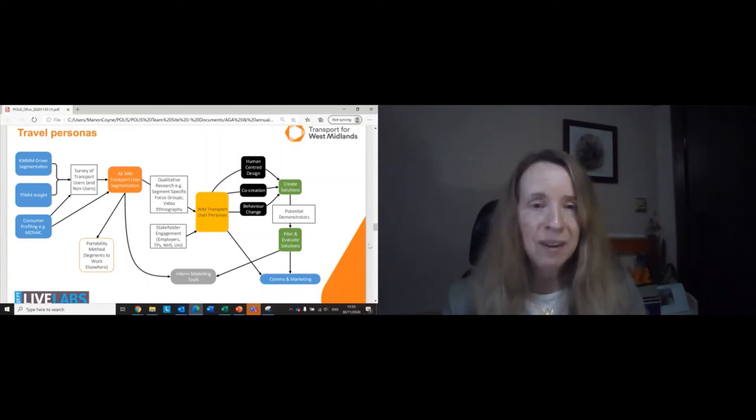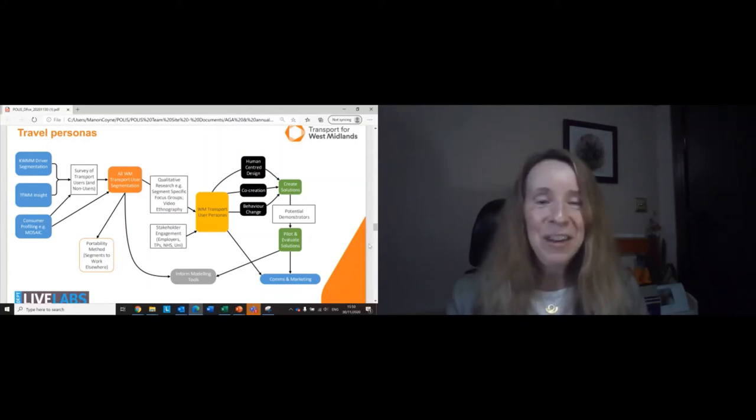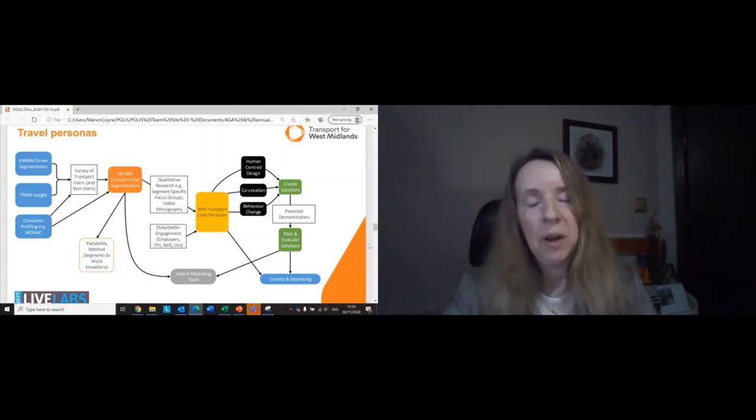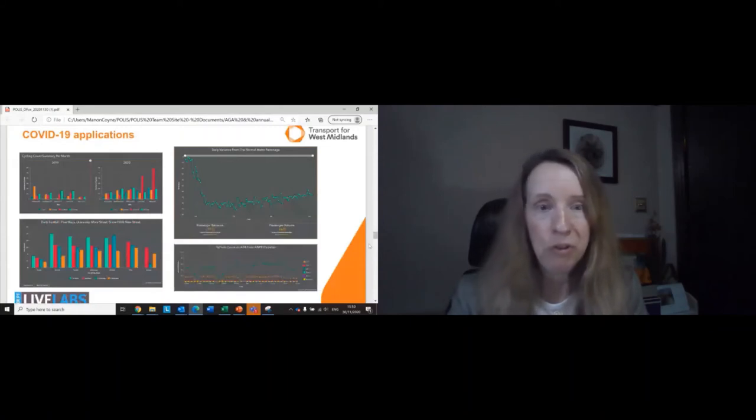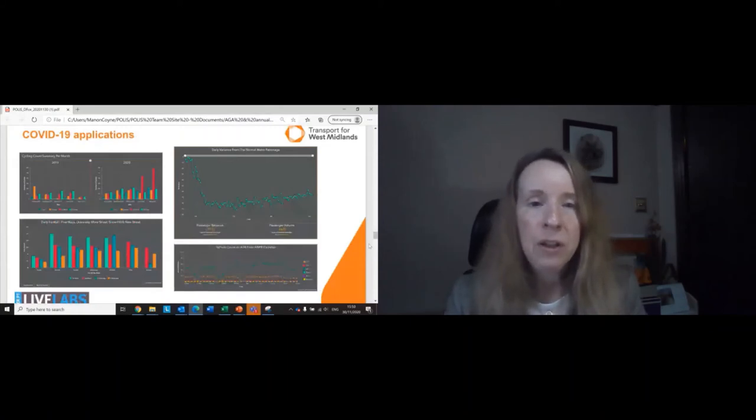And so on my next slide, you can see how some of that is starting to reflect in our COVID-19 applications, helping to make our real-time view of the network much more sophisticated. And in the bottom right-hand corner, you may just be able to see that the vehicle count from the ANPR cameras is starting to come through.